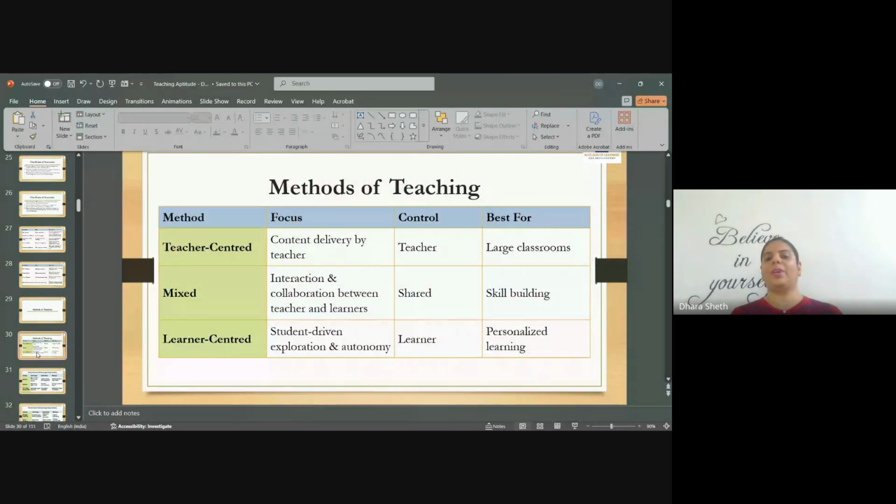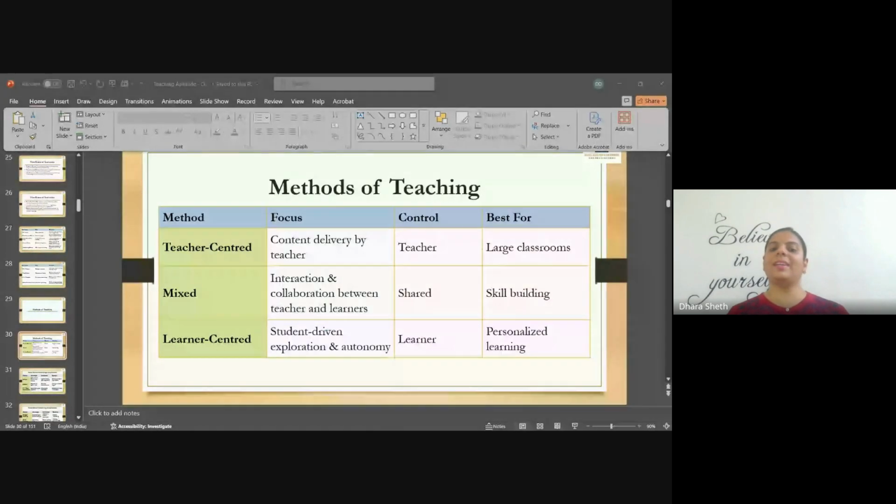Teacher-centric methods are where the content delivery is done by the teacher, the control is in the hands of the teacher, and this is best for large classrooms where the number of students or the number of people is huge. Like here, we have almost 70 plus students in the session right now. So with 70 plus participants, one-to-one discussion is not possible. So this is more of a teacher-centered content delivery right now.